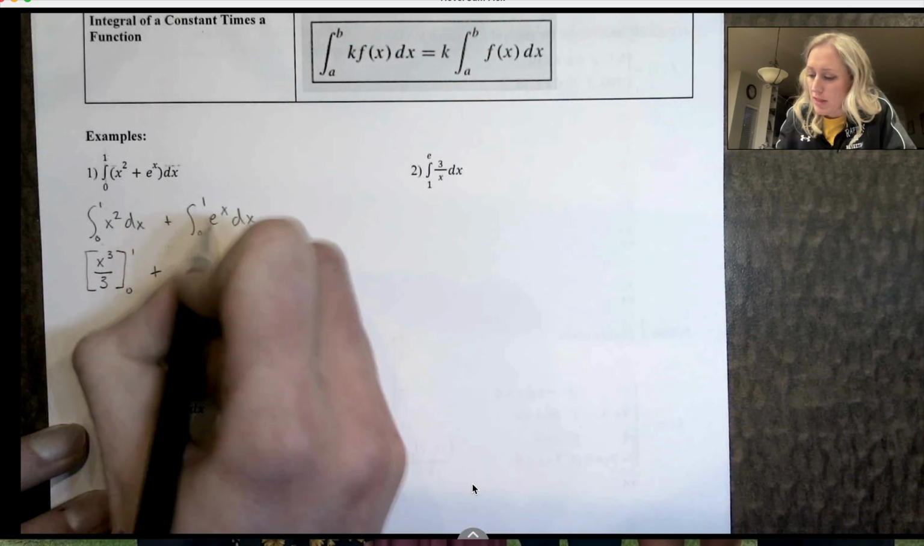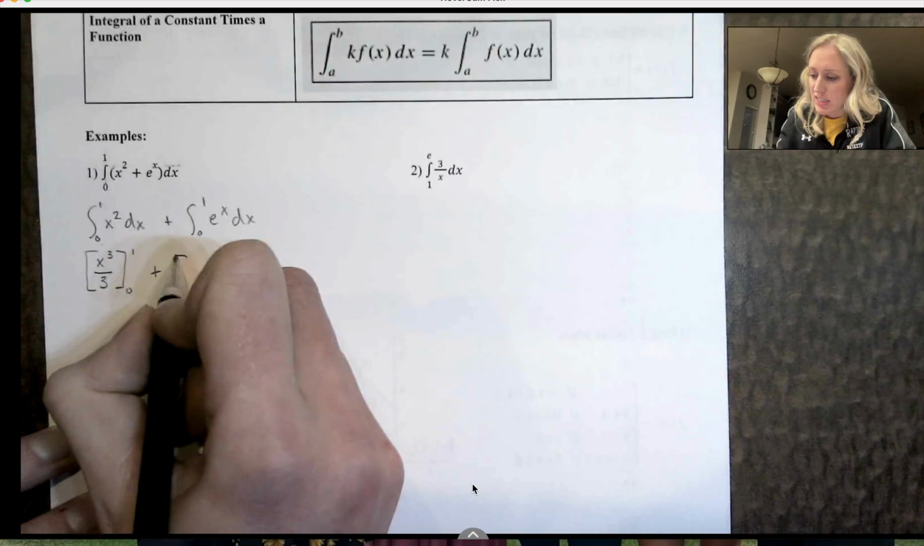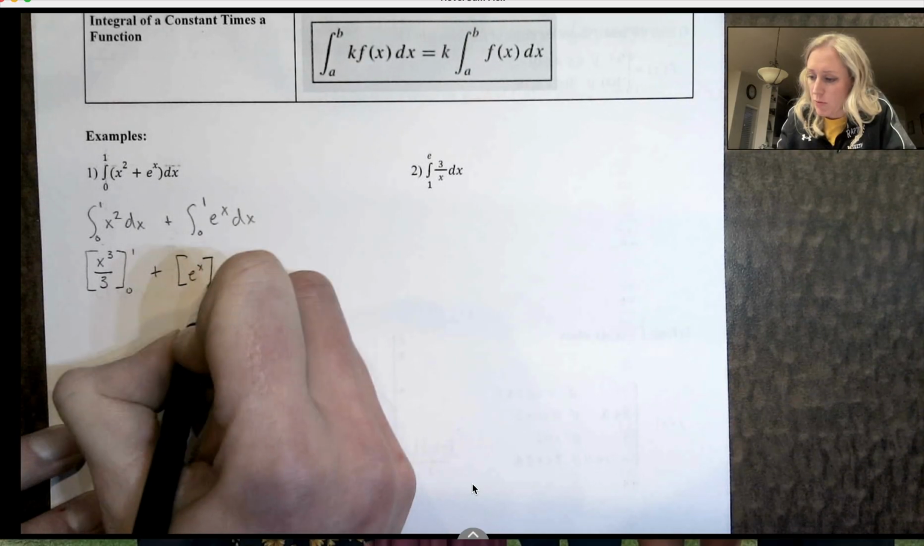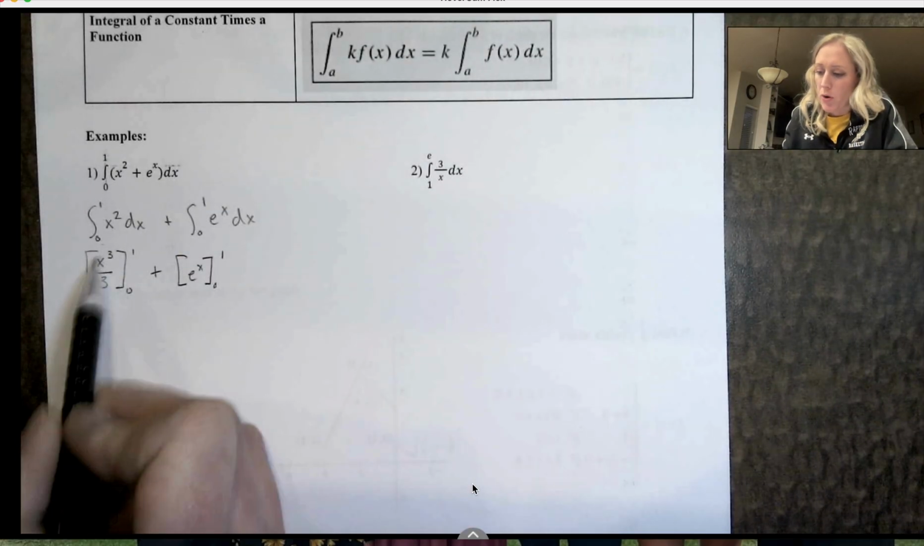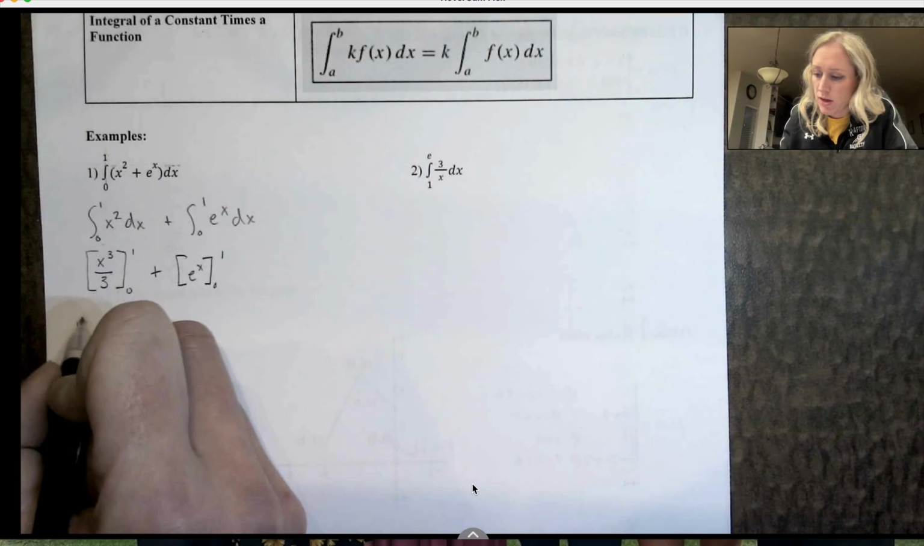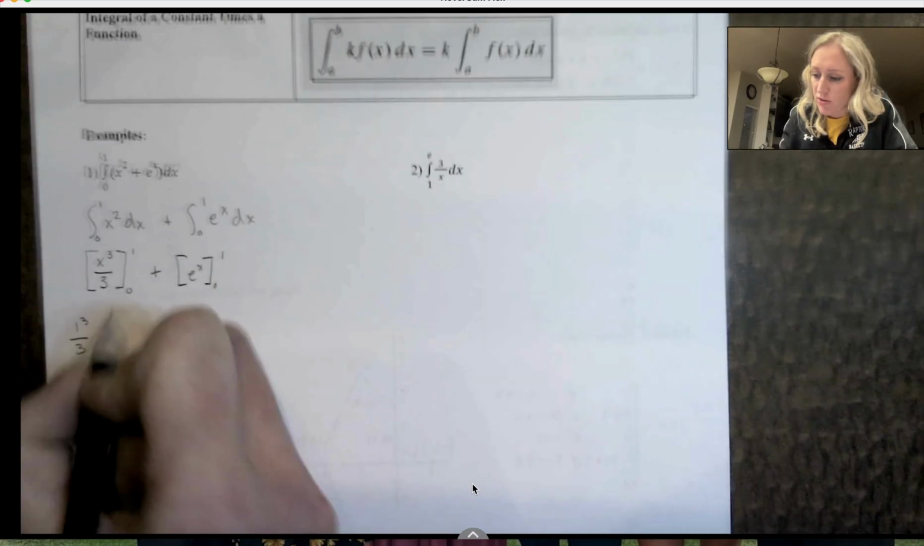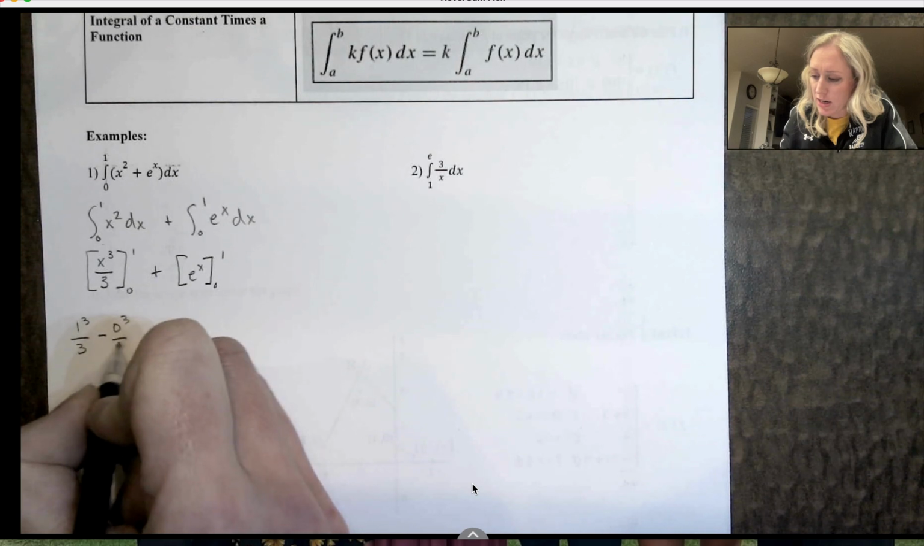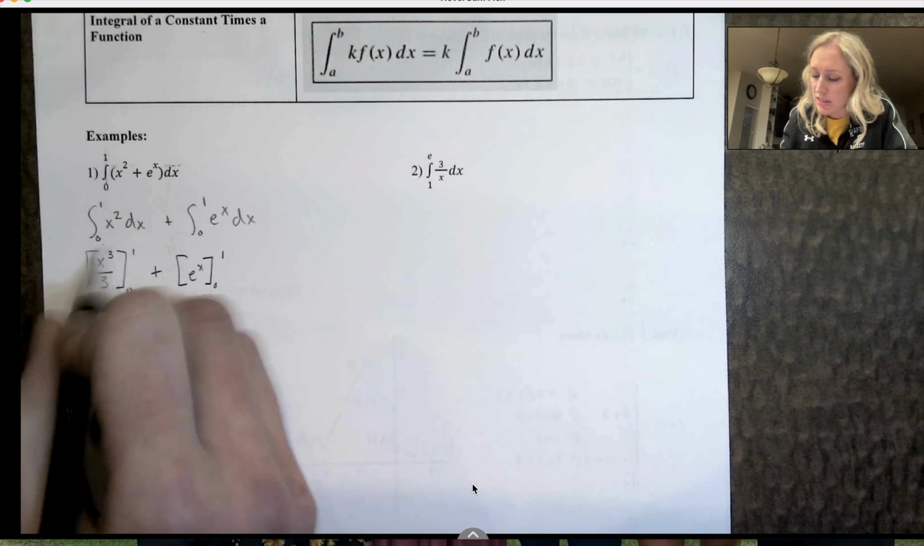And then we're going to do the same thing. The antiderivative of e to the x is itself. And again, we're evaluating that from 0 to 1. So I'm going to plug in 1. And then I'm going to plug in 0. And I am subtracting there. So that's this first piece.